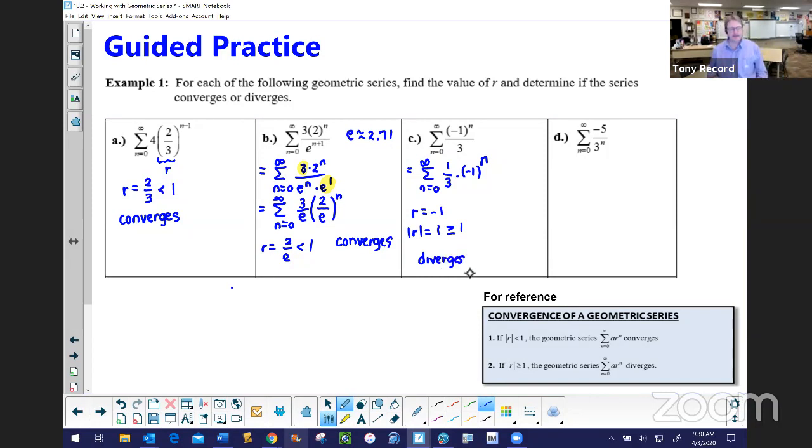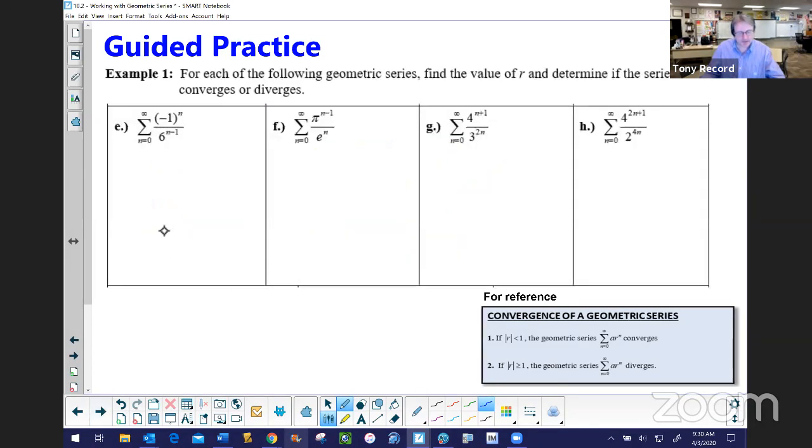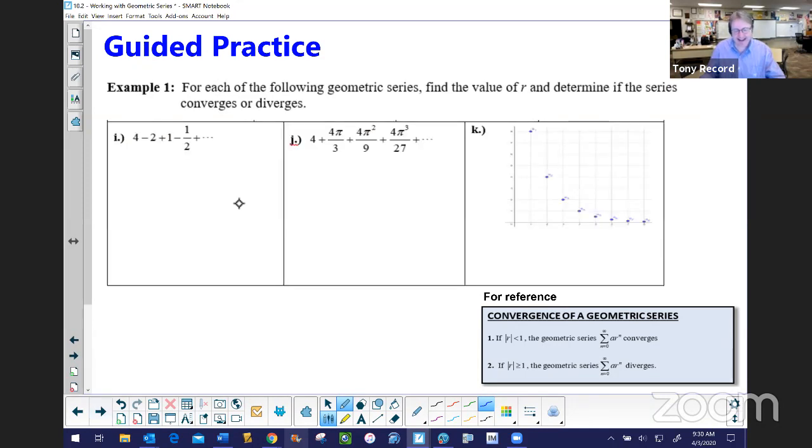Okay. There are several other problems here in this guided practice. I'm going to leave D for you to take a look at. And if you have your document, you'll notice that there's an E, F, G, H, and we're not done yet, an I, J, and a K that follows. Now, I would like to talk just a little bit about I in this case.